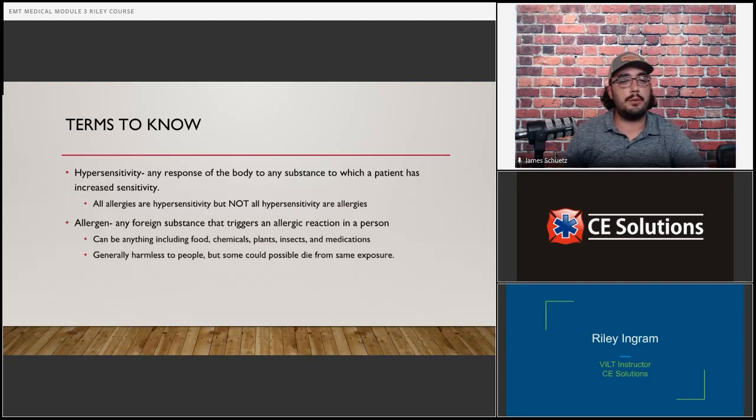All right. So some terms that we need to know: hypersensitivity. This is any response of the body to any substance to which the patient has increased sensitivity. All right. So all allergies are hypersensitivity, but not all hypersensitivities are allergies. You get me? It doesn't have to be an allergy just because you have an increased sensitivity to it. For instance, I mow the grass. For some reason, freshly cut grass, I'm hypersensitive to. All right. I don't really.